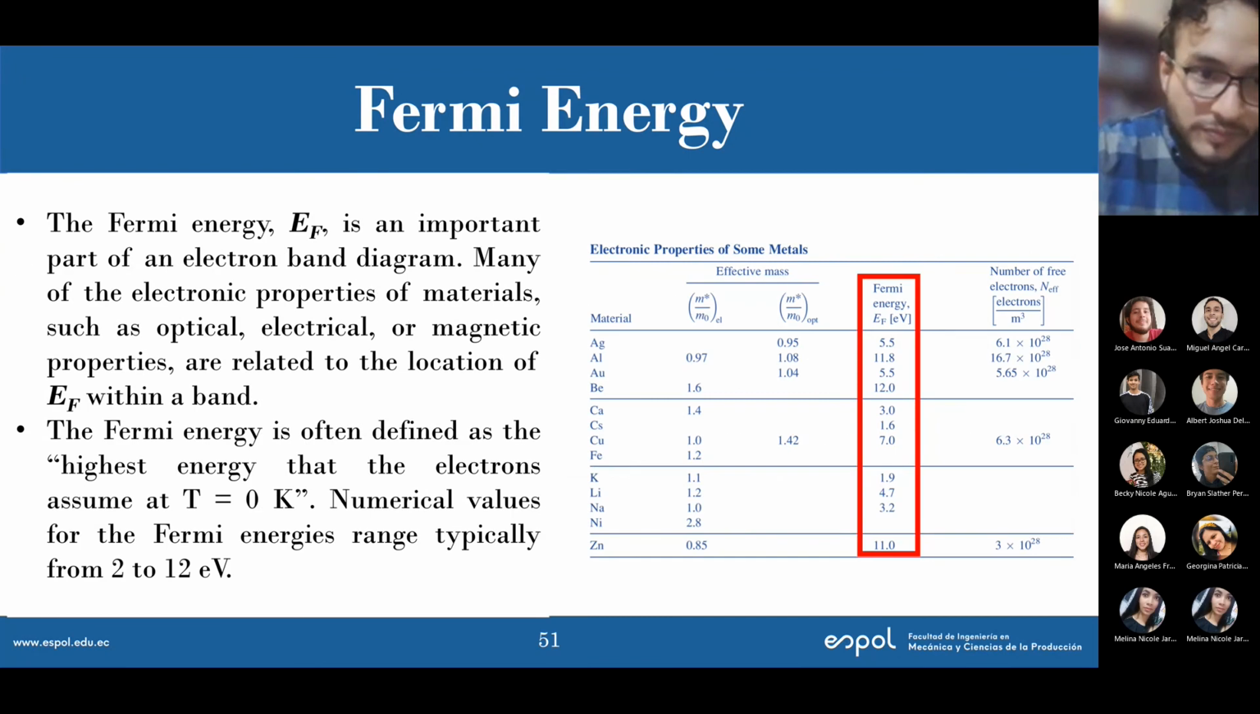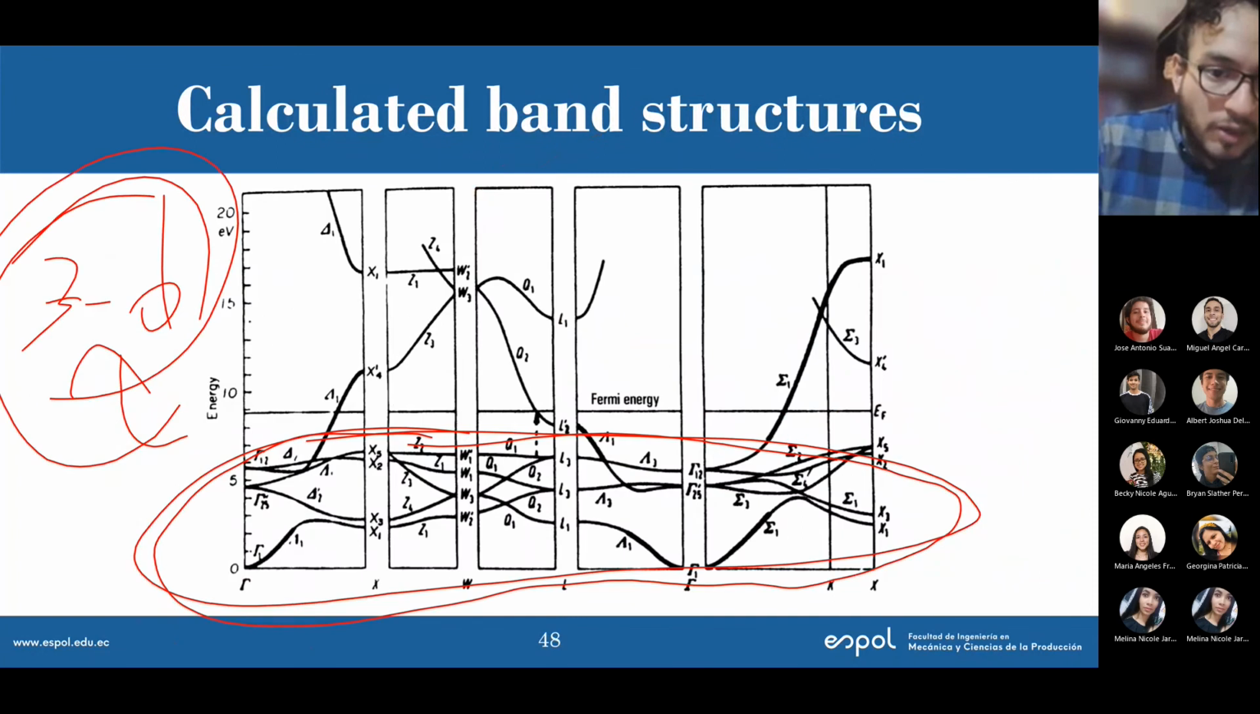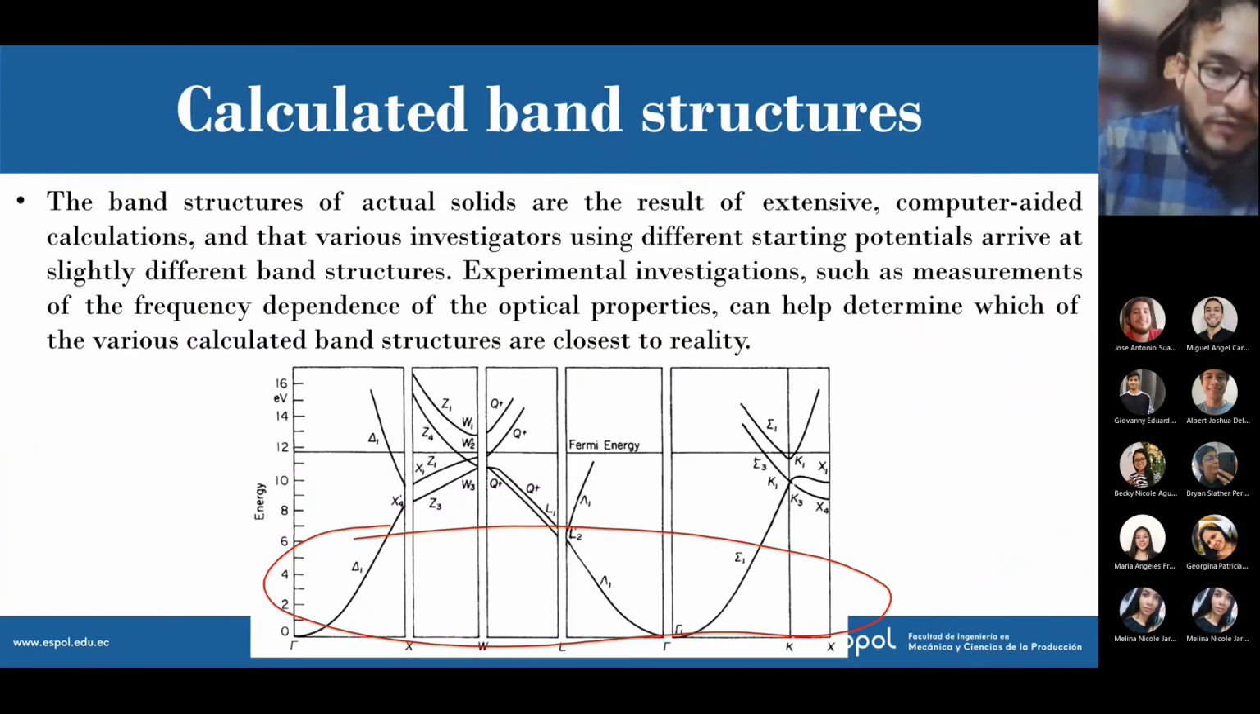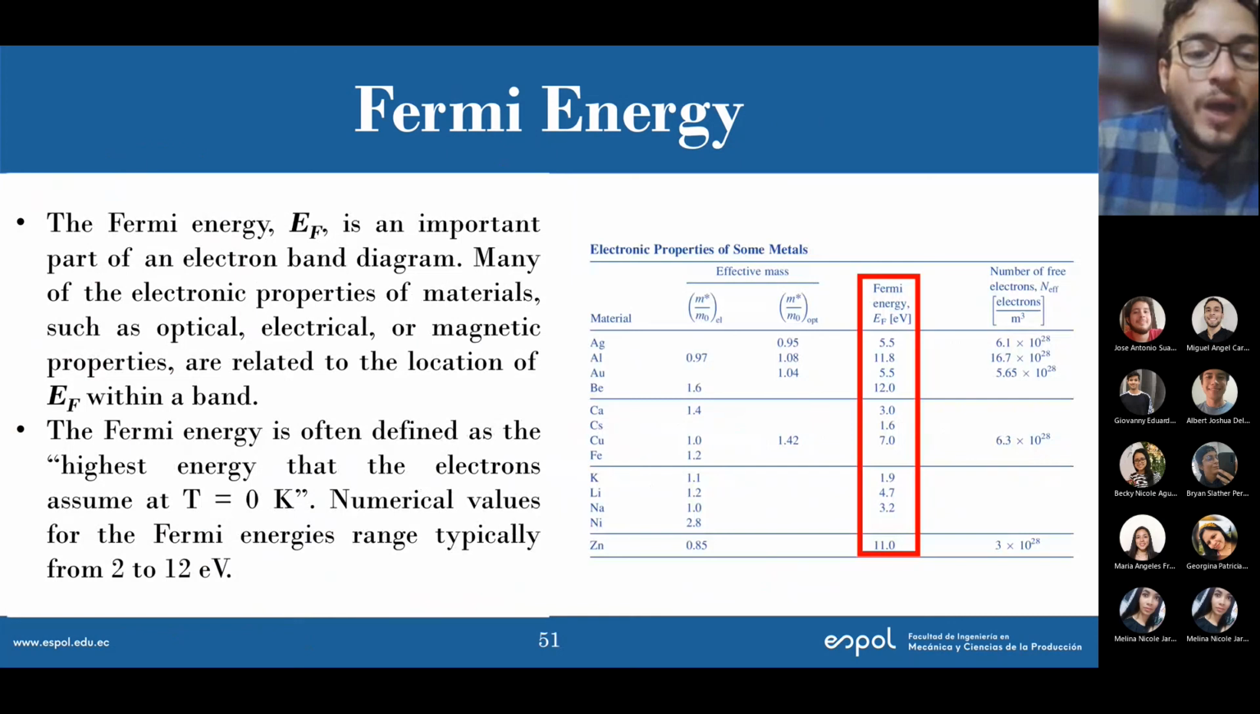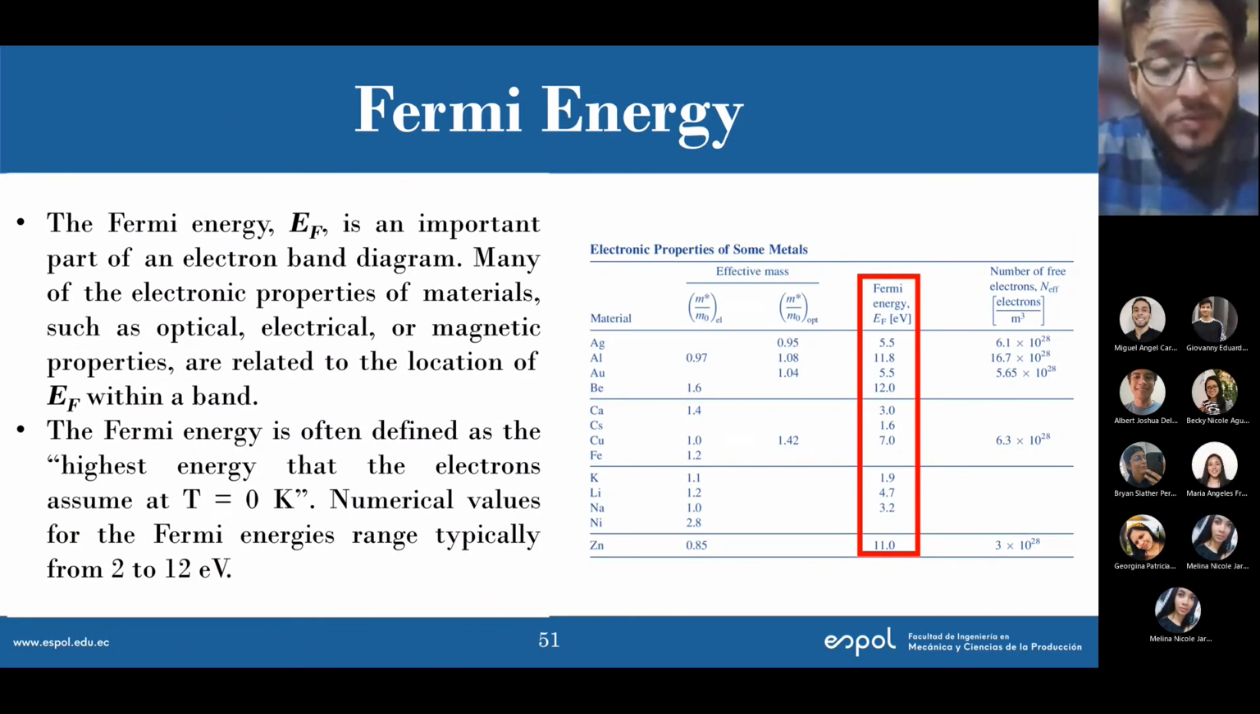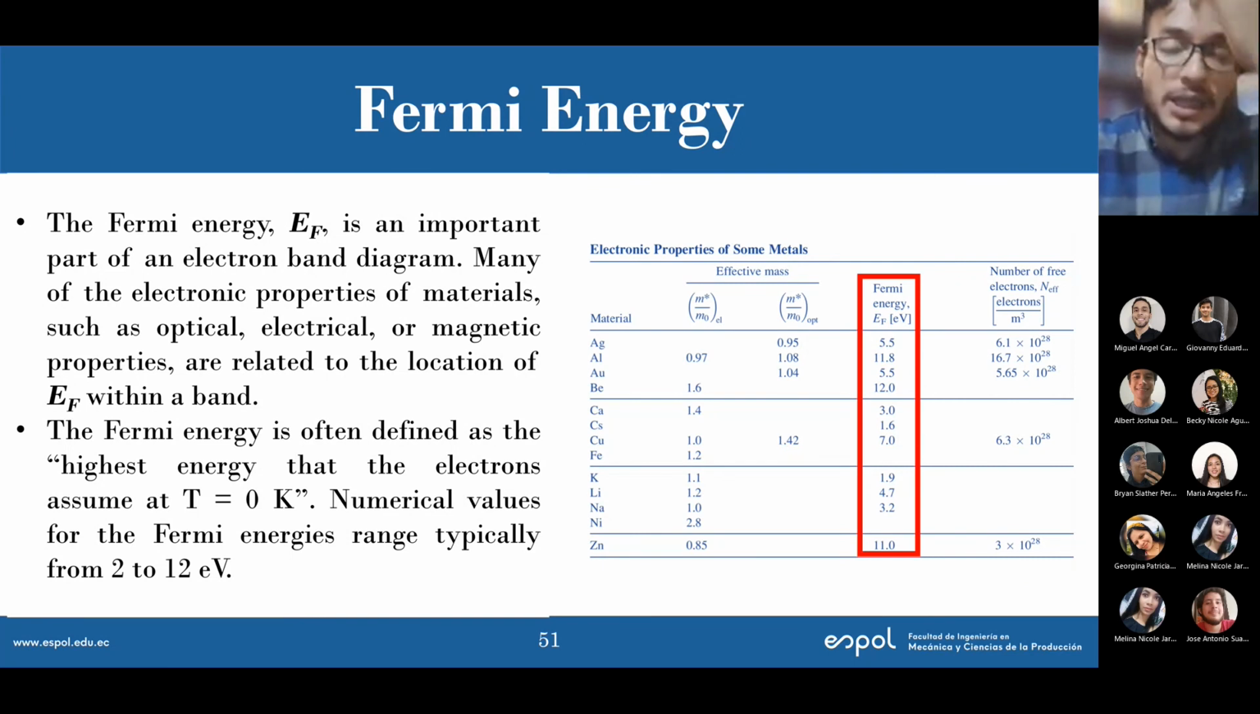Well, if you see in this electron band diagram, you already saw this, right? Fermi energy. What is this? It's obviously an important part of any band diagram. And in general, all the properties we're going to talk about, magnetic, optical, electric, are related to the Fermi energy. The Fermi energy defines these properties of different materials.